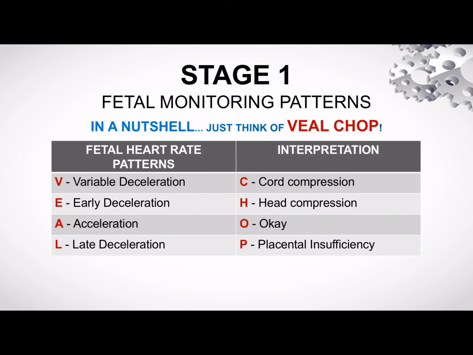V stands for variable deceleration. This is a fetal pattern. If that happens, there is a cord compression, which is a very bad fetal heart rate pattern. We also have the letter E, which stands for early deceleration. This signifies head compression, and we expect head compression, so that is okay.